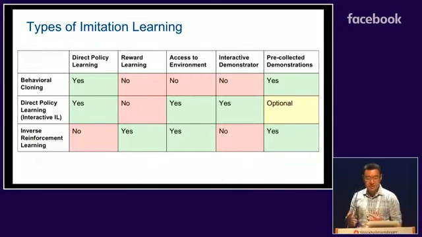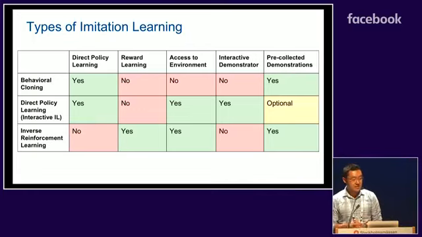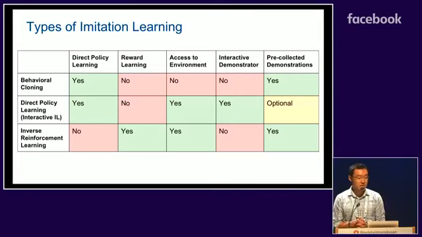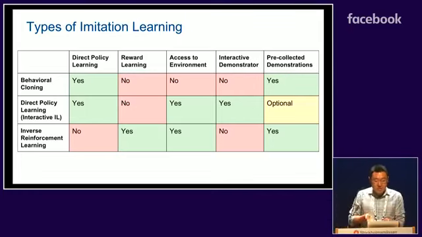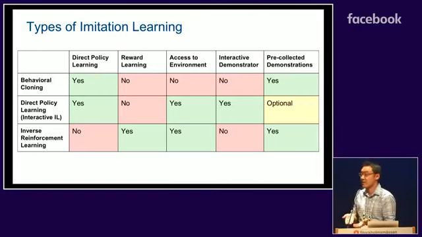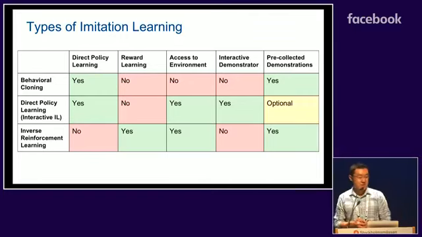And here's just another comparison of the core techniques for imitation learning. The top row is behavioral cloning, then we have interactive direct policy learning, then we have inverse reinforcement learning. So in behavioral cloning and interactive direct policy learning, we're directly learning the policy from demonstrations. And you can think of behavioral cloning as a special case of interactive direct policy learning. Whereas in inverse reinforcement learning, we're learning the reward function from demonstrations and then indirectly learning the policy by maximizing the reward in a reinforcement learning subroutine.